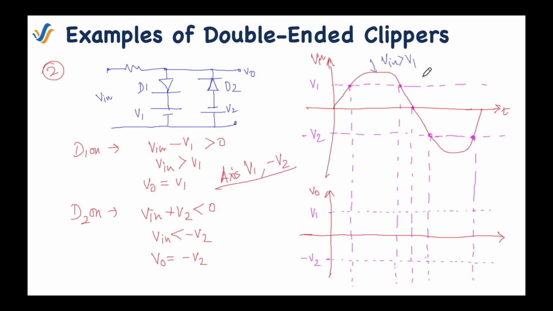When Vin is greater than V1, the output will be constant at V1. And where the value of Vin is more negative than minus V2, which means Vin is less than minus of V2, at this point V output will be constant at minus of V2. The output voltage becomes constant at minus V2. In the rest of the part, V output follows Vin. That's why the output will be like this. So this is the output waveform.